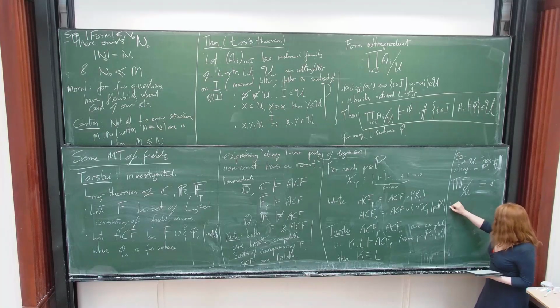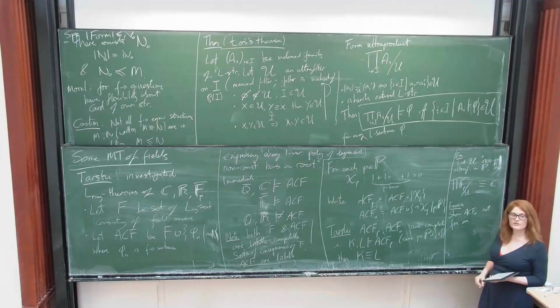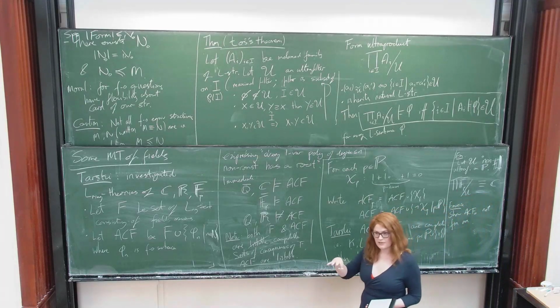Okay. A little exercise for you. Show ACF 0 is not finitely axiomatizable. There is no finite set of axioms that has the same models, has the same class of models.